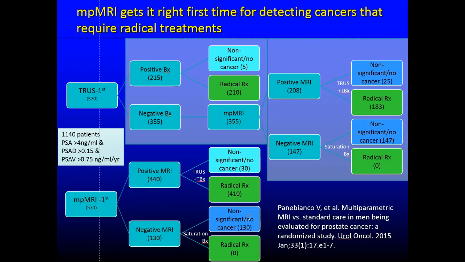What you notice is that a definitive diagnosis leading to a treatment decision was made on the MRI side in one step. If you look at the TRUST side, you'll see that you required 2 steps before you were able to decide what the management plan was.